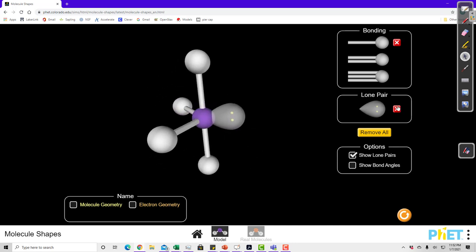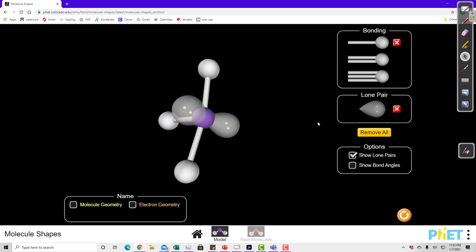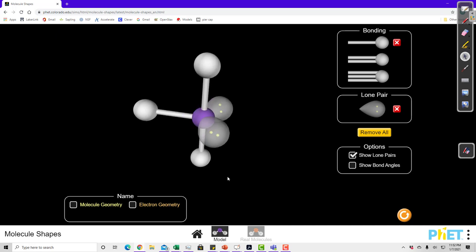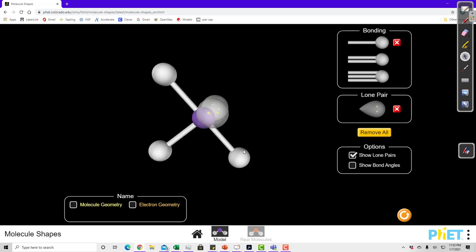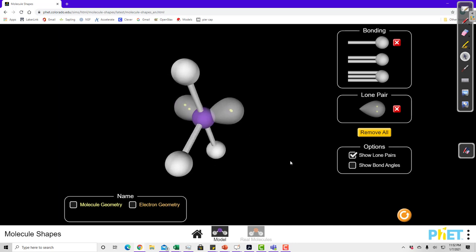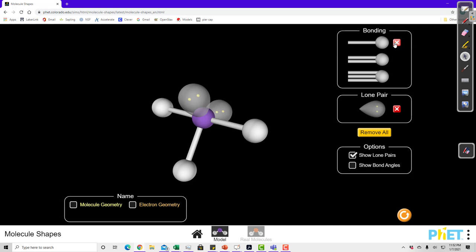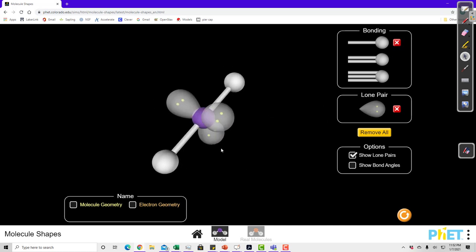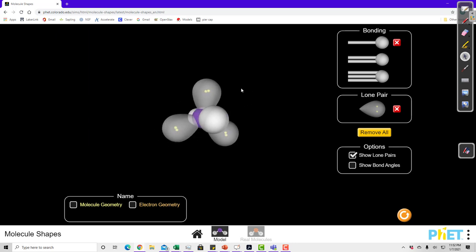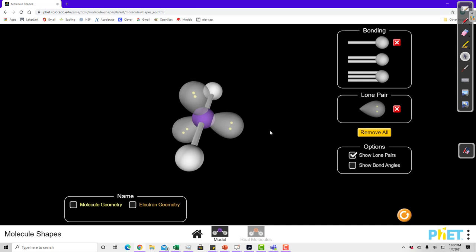All right, so if I remove 2 bonds, oops, and add a lone pair, now I have 2 lone pairs. They're both in equatorial positions because that gives them the most space, and now I made a T-shaped molecule. What if I remove 3 bonds and add another lone pair? Now I have 5 electron groups, but the molecule is linear again because there's no atoms out here.